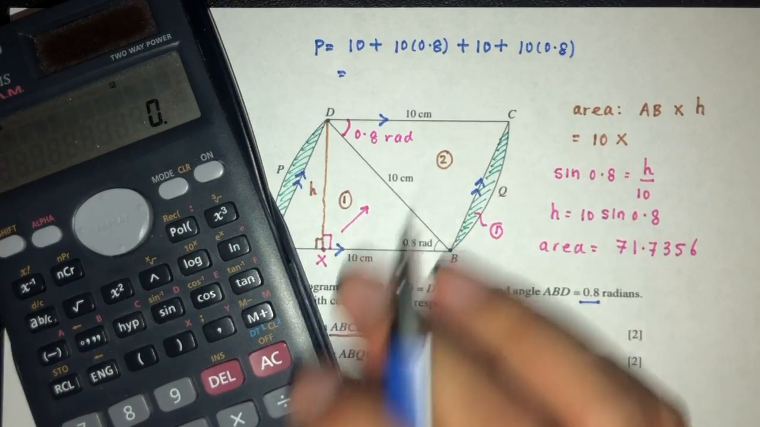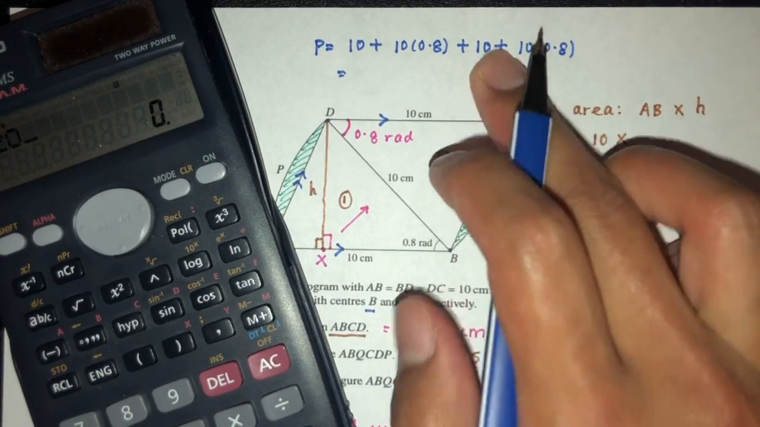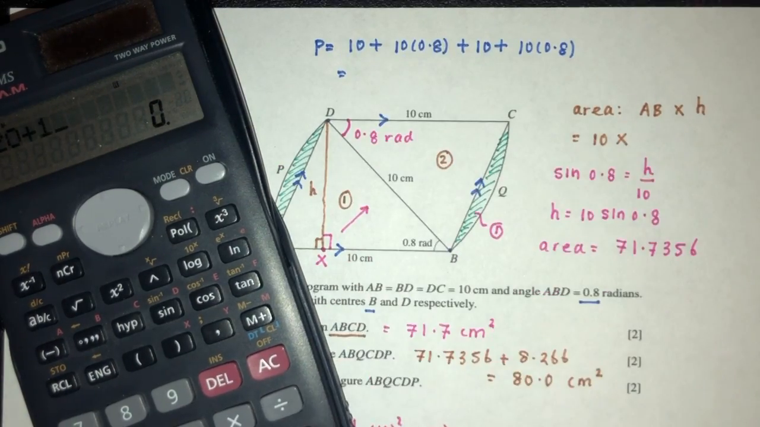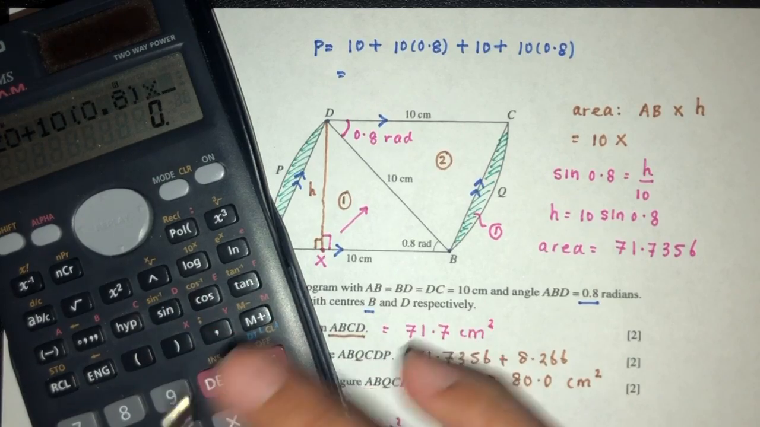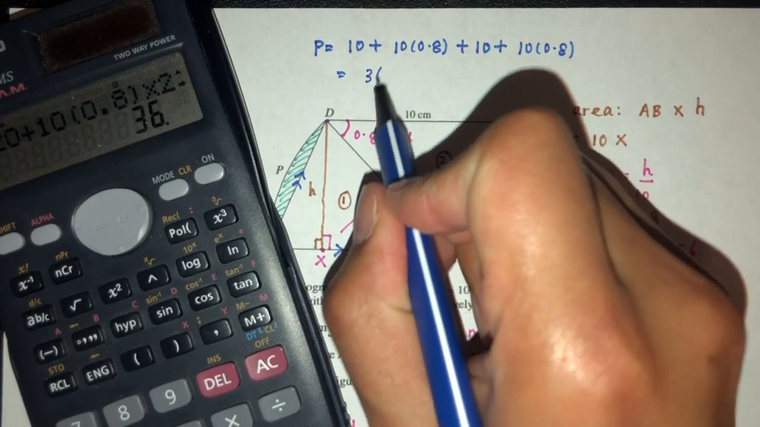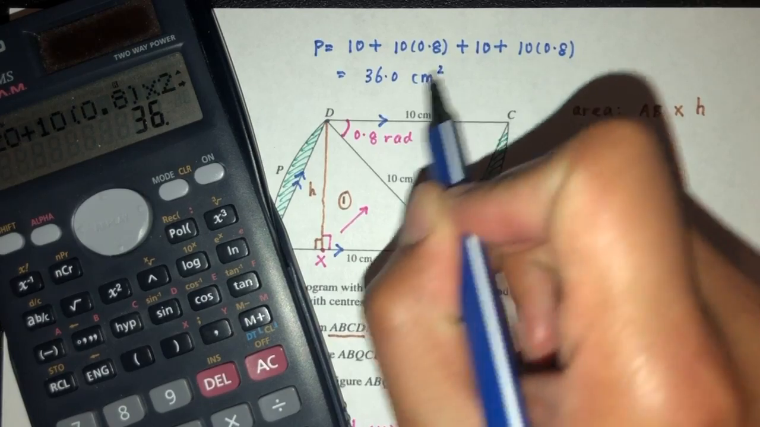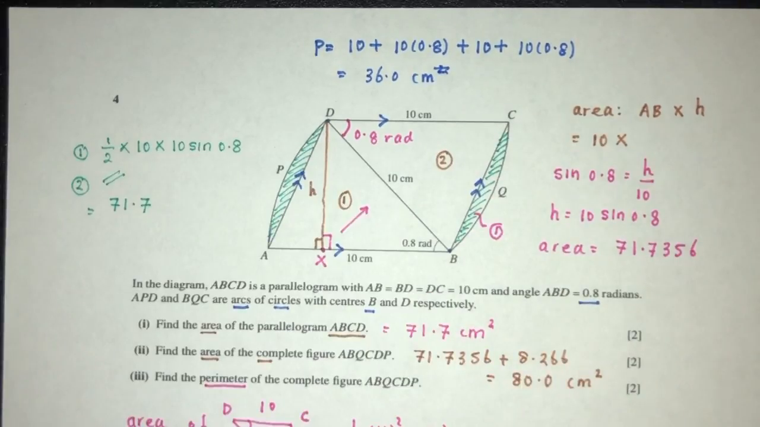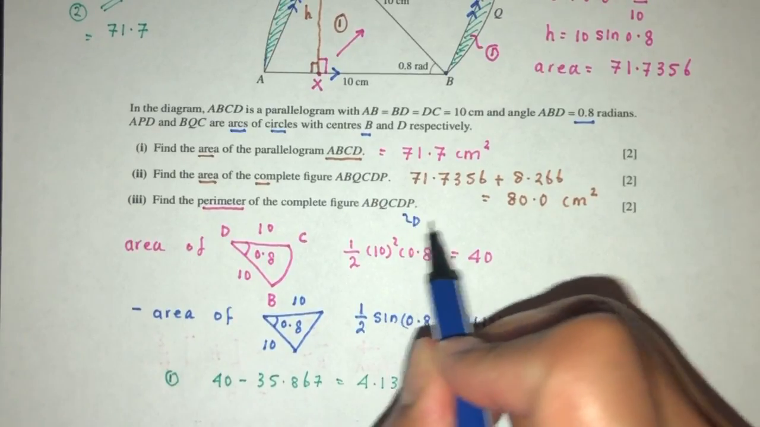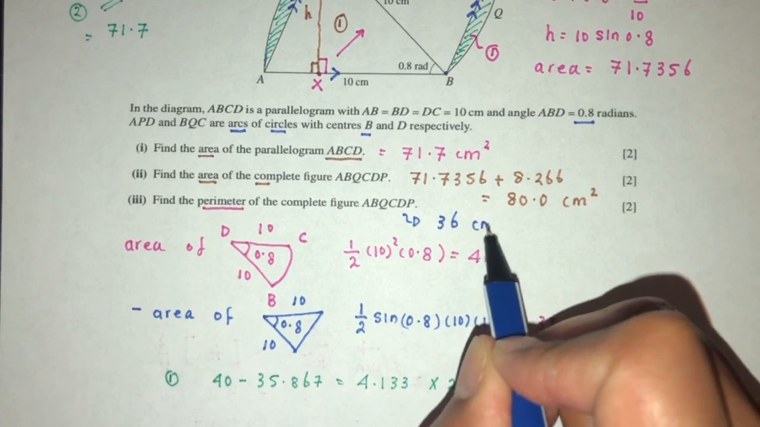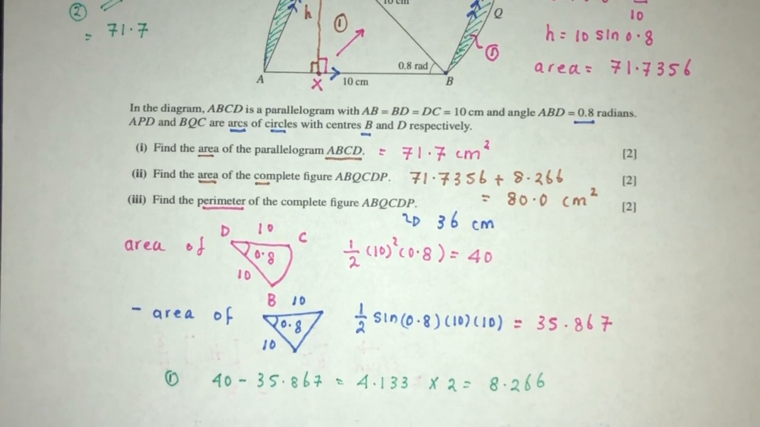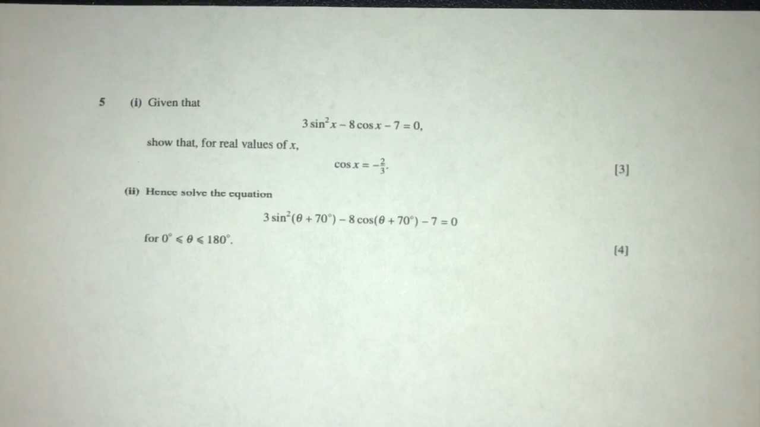That will be 20, so 10 plus 10 is 20, plus 10 times 0.8 times 2. That should be 36. So this is the perimeter, which is distance. That will be 36 centimeters. That will be your answer for part 3 of your question. Now let's move on to the next question.